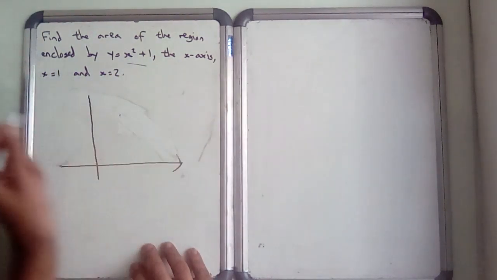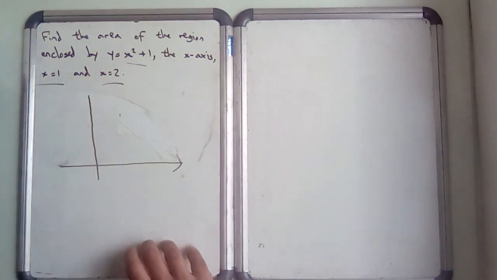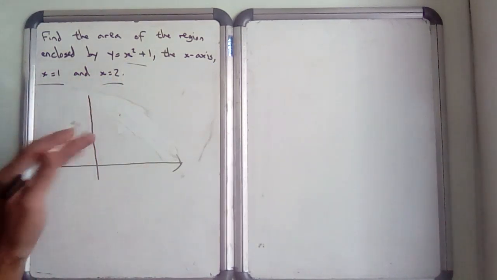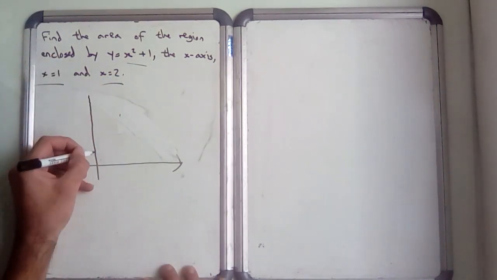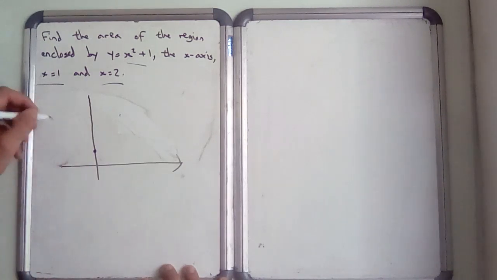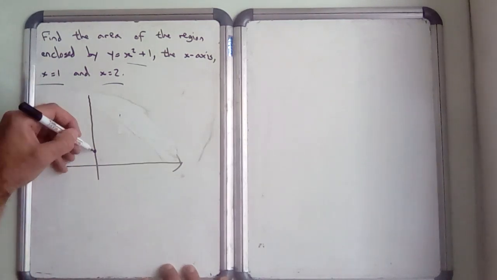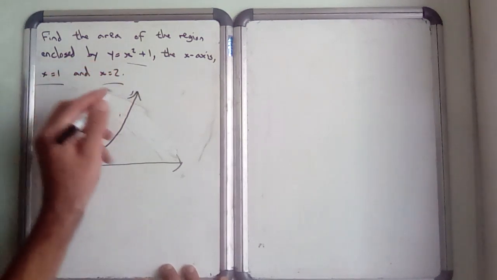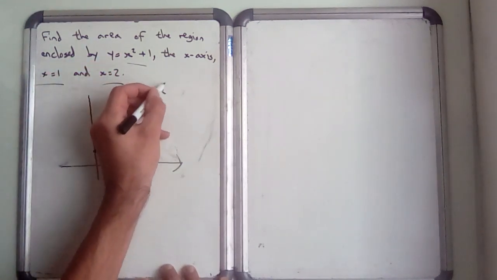We're not interested in any negative bits because we know we're evaluating this between 1 and 2. But y equals x squared would do something like that. So y equals x squared plus 1 would just be the same thing, 1 up. So it's going to go through 1 there. Like I say, I'm not really interested in the negative side, so it's going to do something like that. So that is y equals x squared plus 1.